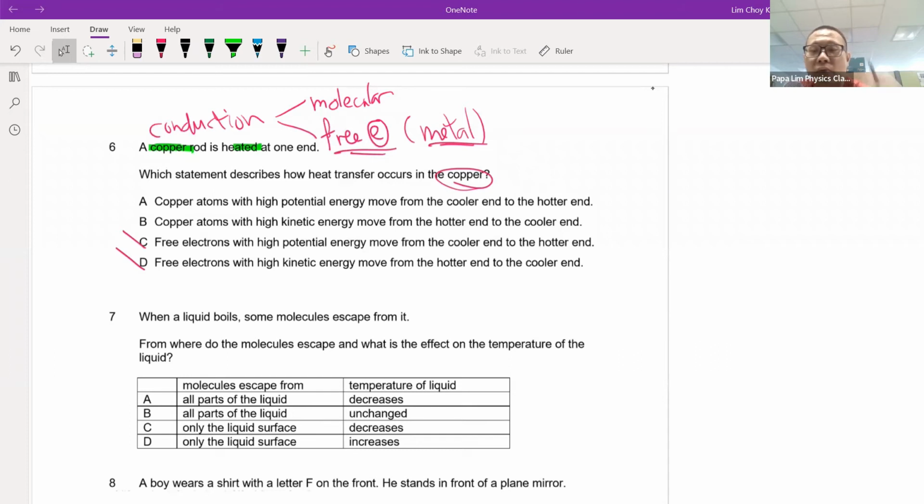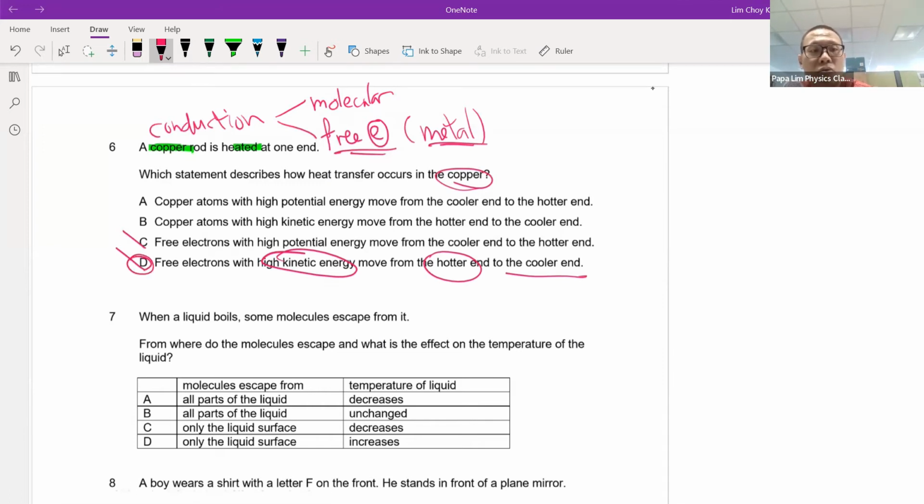And it's always from where? From hot to cold. Heat transfer is always from hot to cold, and hot means the kinetic energy of the particles is much higher than at the colder end. So the electrons will move from a hot region to a cold region, and the hot region is represented by particles with high kinetic energy, moving from the hotter end to the colder end. Remember, heat transfer is always from hot to cold. So that's why I will choose my answer to be D.